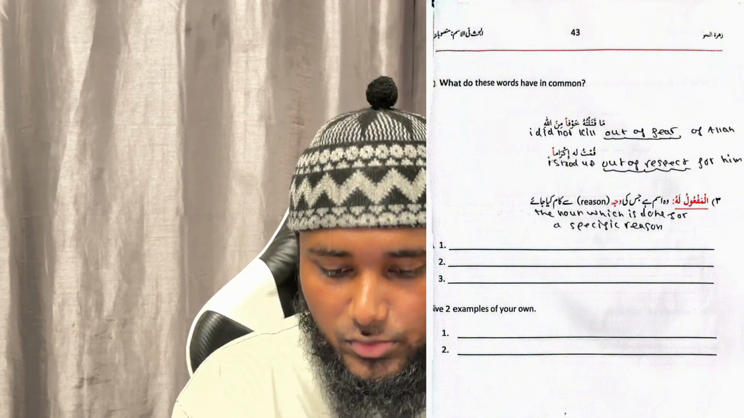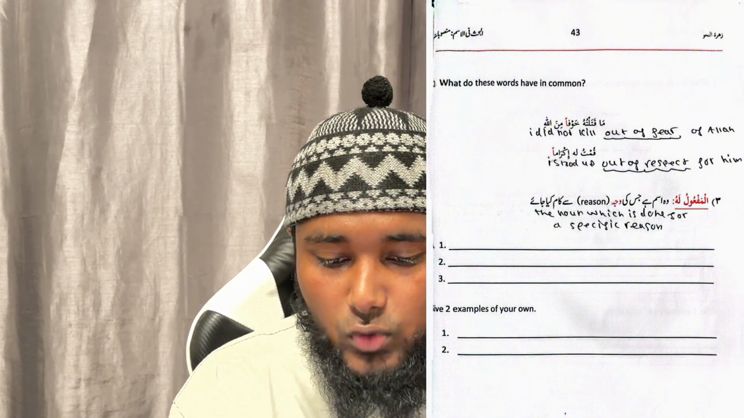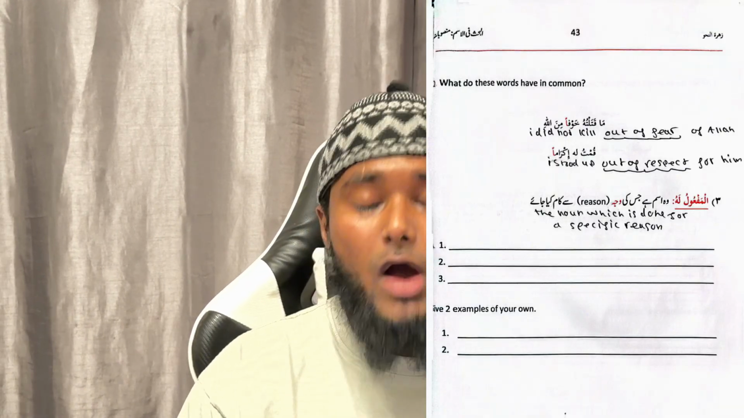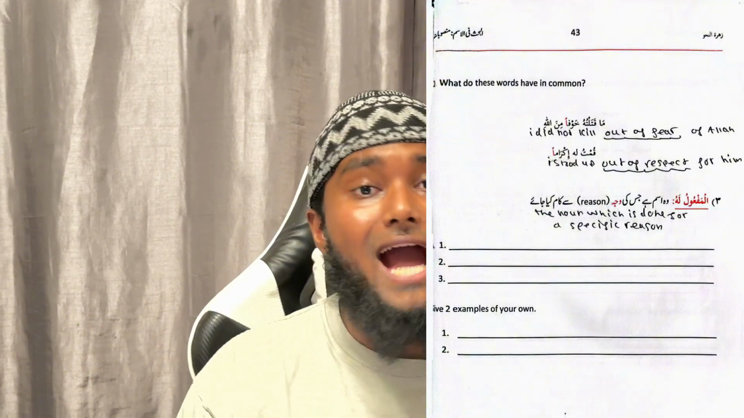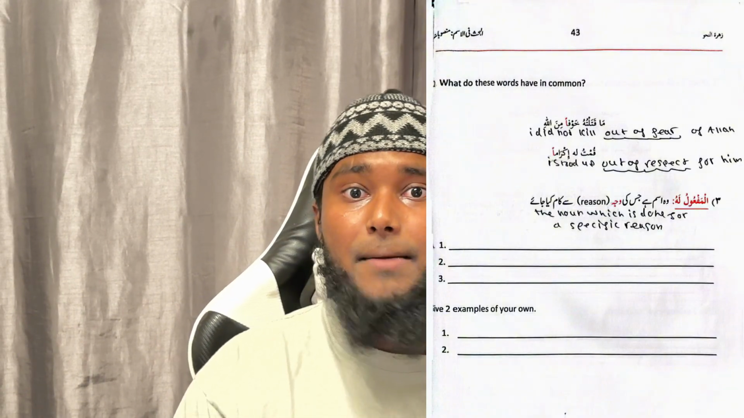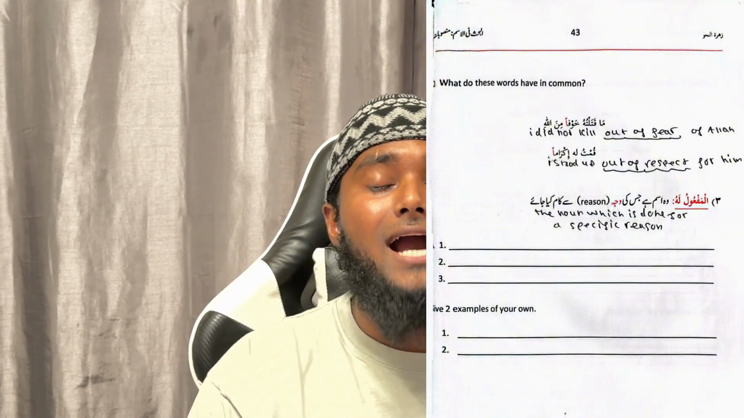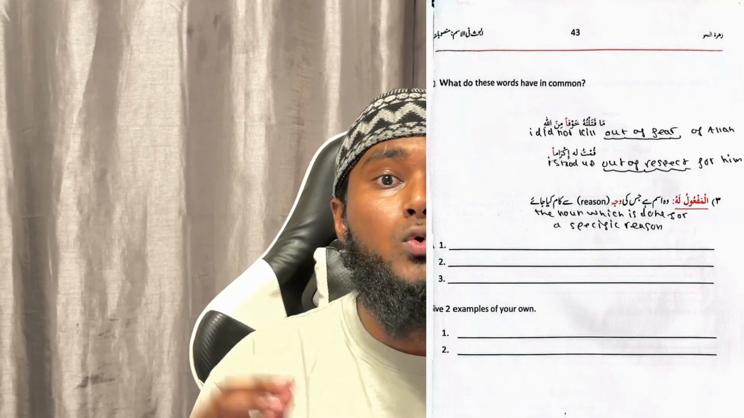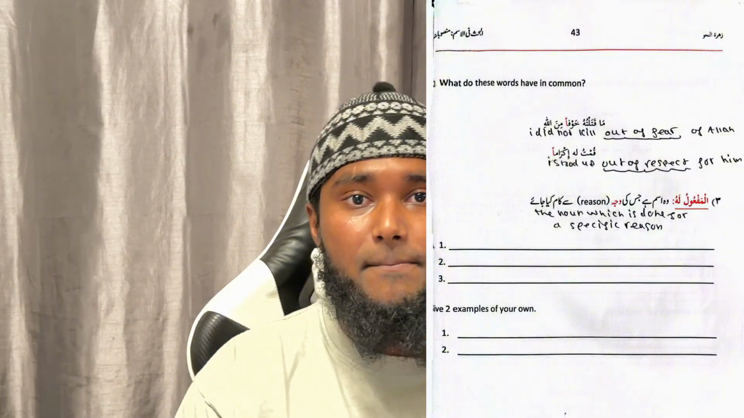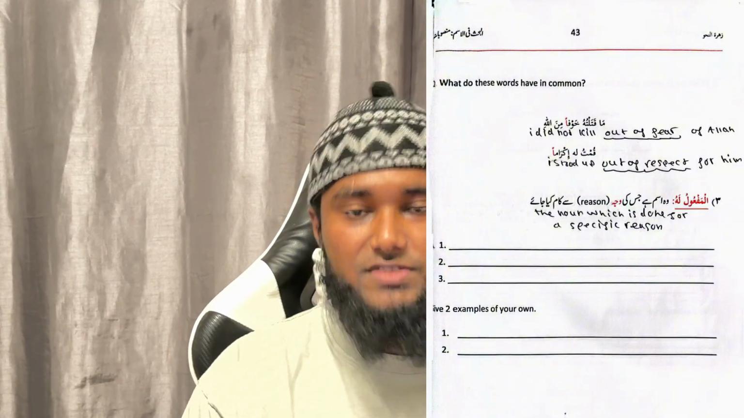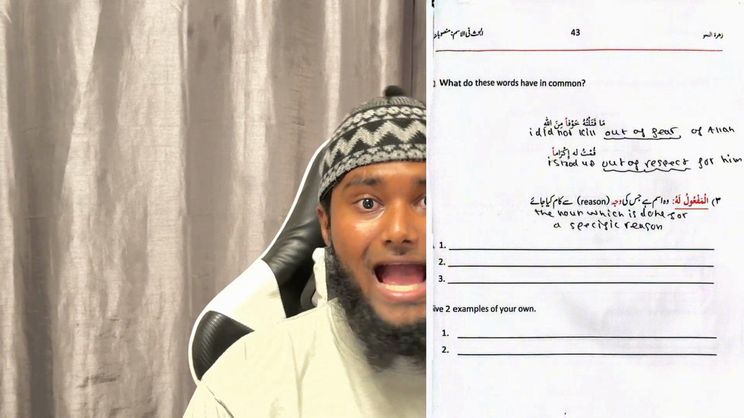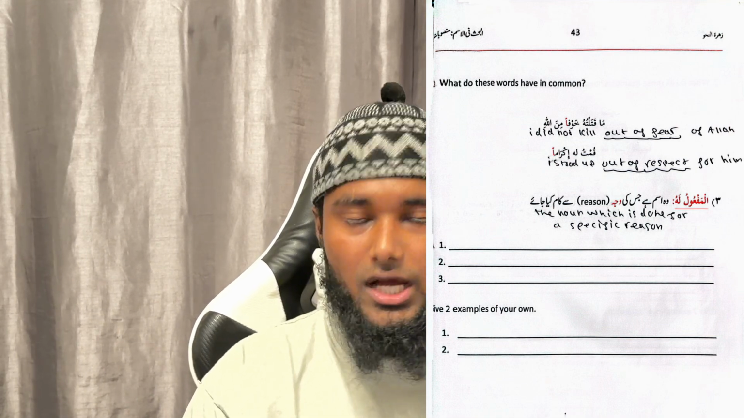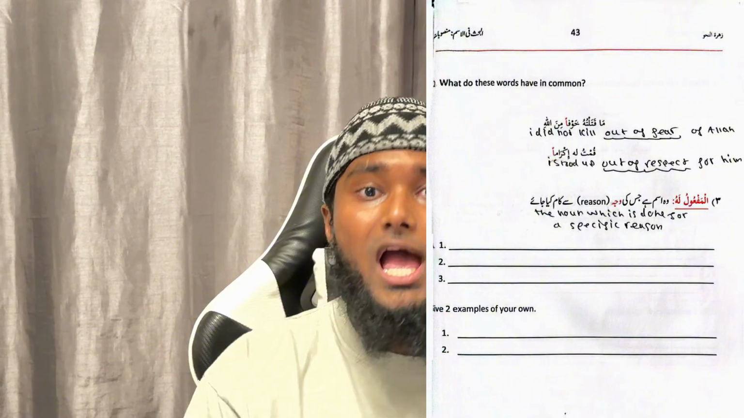The first example that he brings is ma qataltuhu khawfan min Allah, that I did not kill him out of fear of Allah. Ma qataltuhu: qatala means he killed, ma means not. So ma qataltu means I did not kill. Ma qataltuhu means I did not kill him. Khawfan, so khawf means fear. Khawfan, out of fear. It's in the nasab case. Out of fear of Allah, min Allah. Khawfan min Allah, out of fear of Allah.